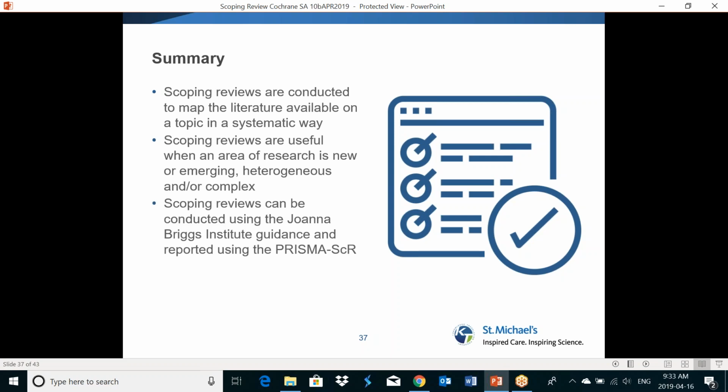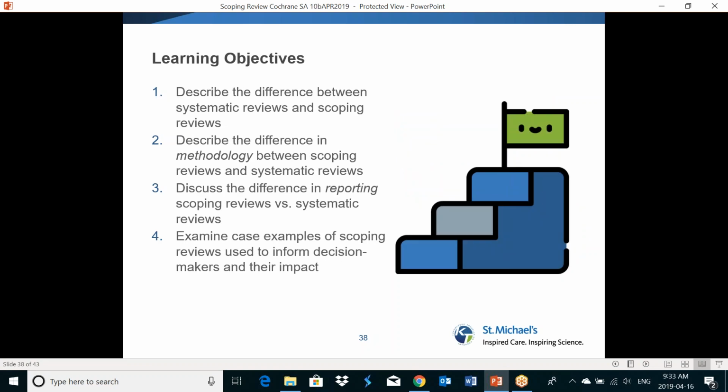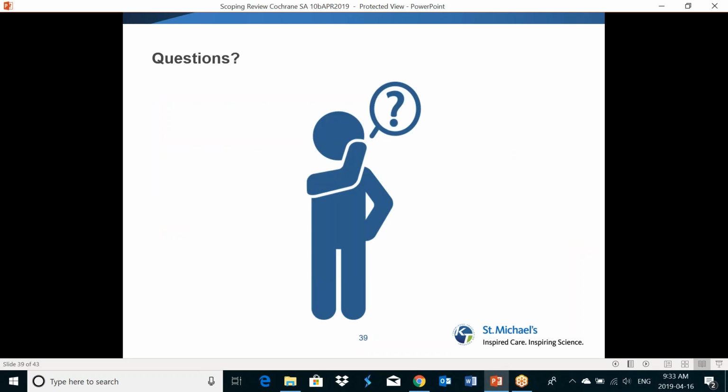And when you're doing your scoping review, you can use the Joanna Briggs Institute guidance. Again, that will be updated later this year. And you can use PRISMA for scoping reviews to report the results of your review. So hopefully we've been able to meet all of our learning objectives today.